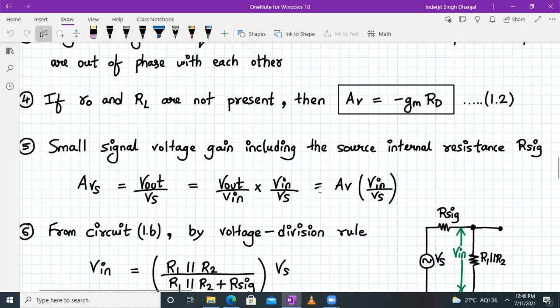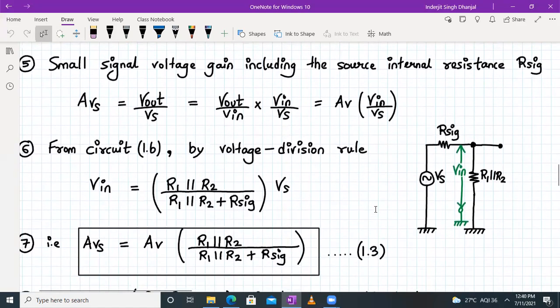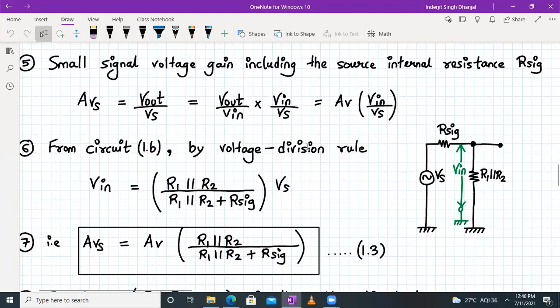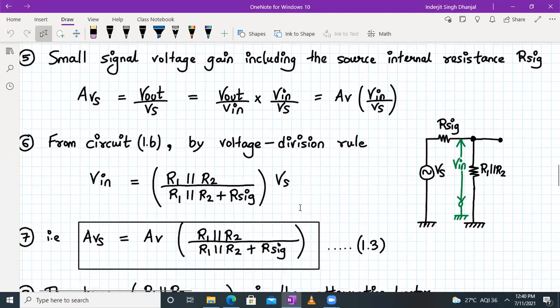So AVS will be AV times V in divided by Vs. Now, from the circuit, by the voltage division rule, I have reconnected over here only the part of Vs and V in. So if you look carefully into this small circuit, what can we write V in terms of Vs? Yes, we can do that. So we can write V in is equal to R1 parallel to R2 divided by R1 parallel to R2 plus R6 times Vs. So that is the fraction which we got.